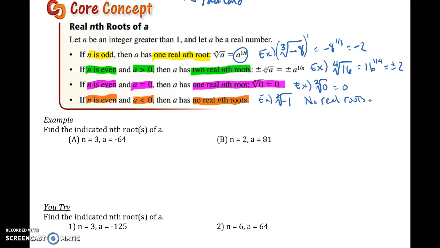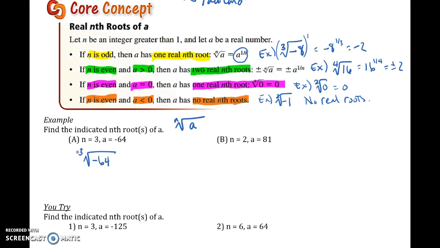So let's look at the first example, and we're just going to find the indicated nth roots. What you'd want to do here is rewrite it as the radical. Remember, the radical has n as our index and a on the inside as the radicand. So I'm going to rewrite this using my format. Negative 64 goes inside, and my index is 3. Now, if you don't know off the top of your head what times itself 3 times is 64, you can always do a factor tree.